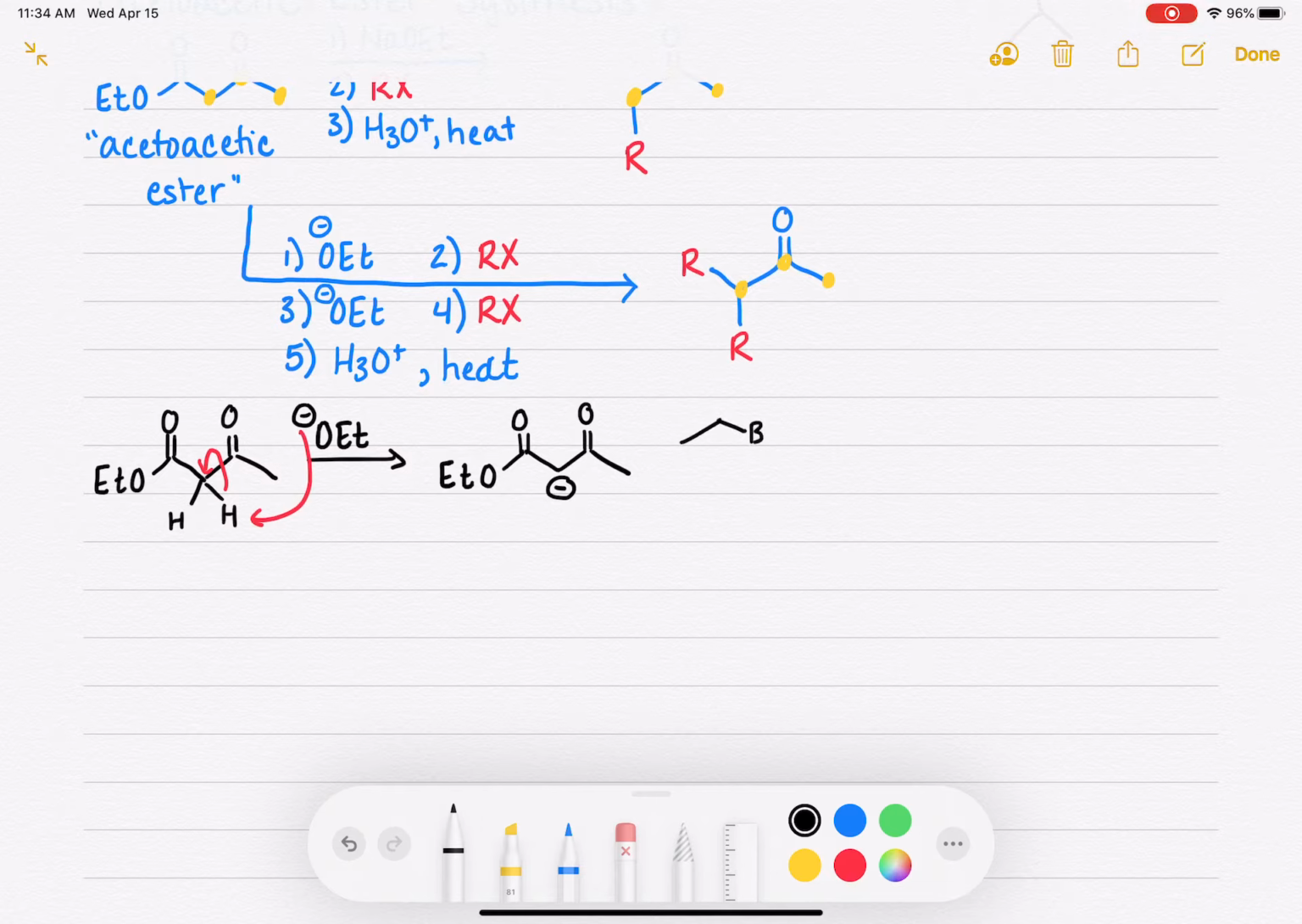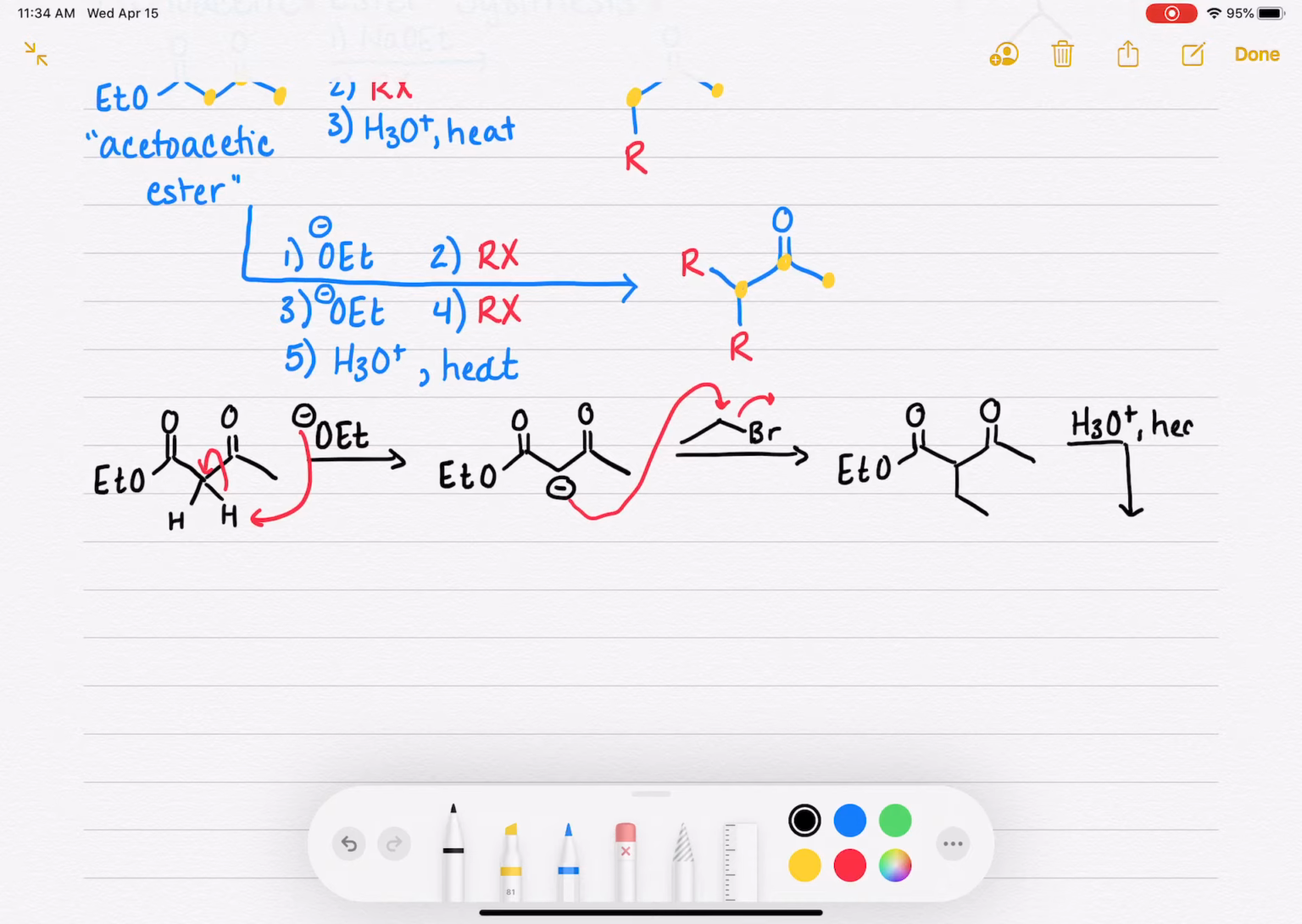So let's use ethyl bromide as our alkyl halide, and here is our SN2. It's adding that alkyl group to the alpha carbon, and then let's pretend like that's good enough. We don't want to add another alkyl group to this molecule. So now we will go ahead and do the hydrolysis, H3O plus with heat. This is the reaction that you learned in chapter 21 when we were learning about the reactions of carboxylic acid derivatives. This is converting an ester to a carboxylic acid.